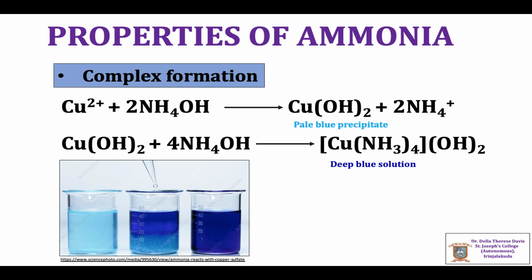Another example for complex formation is the reaction of ammonia with copper salts. An aqueous solution of copper(II) salt is pale blue colored. This when treated with ammonium hydroxide gives a pale blue precipitate of copper hydroxide. It will dissolve in excess of ammonia to give deep blue colored solution. And the deep blue color is due to the formation of tetraammine copper(II) cation.